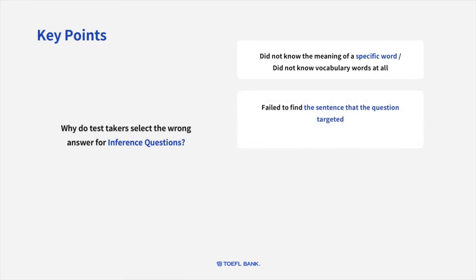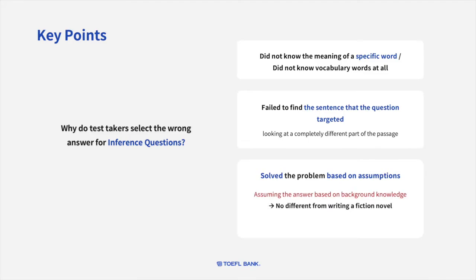The second reason is because they were not able to find the sentence that the question targeted. This means that they were looking at a completely different part of the passage and not where the question intended. The third reason is because after understanding the passage, they tend to solve the problem based on their assumption. Assuming the answer of a question based on your background knowledge is no different from writing a fiction novel. Information that was not given in the passage must be considered incorrect even if you think it's a fact.